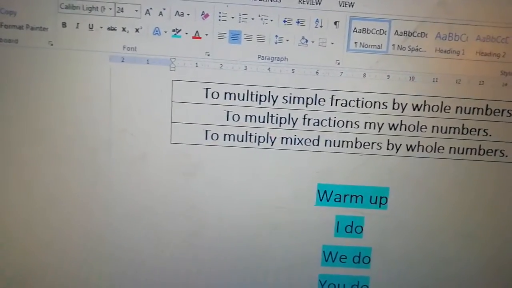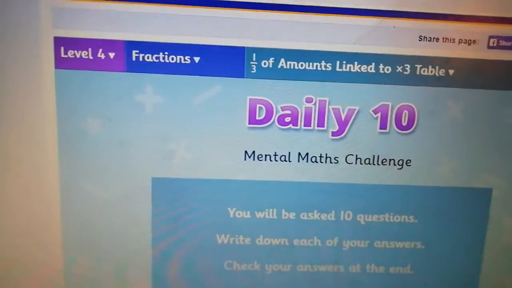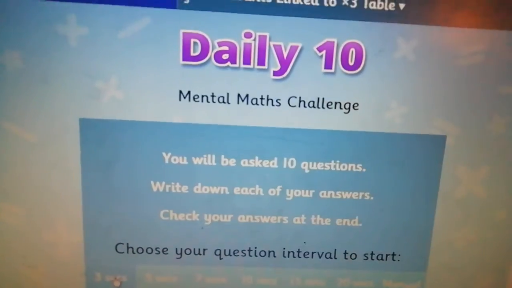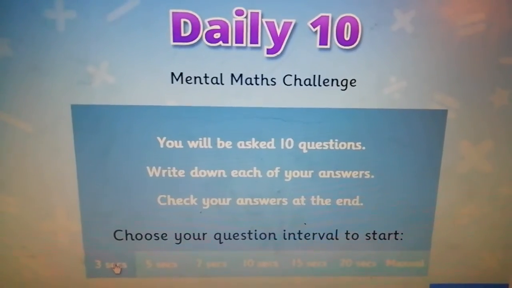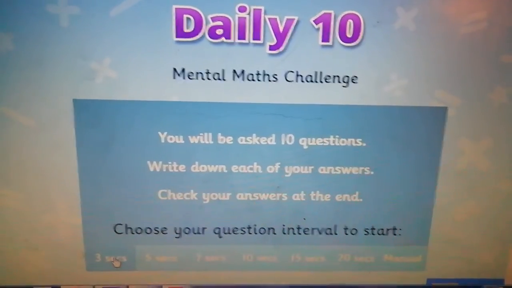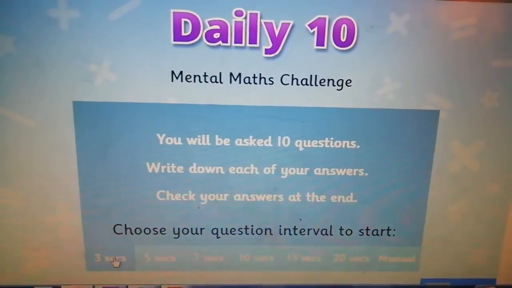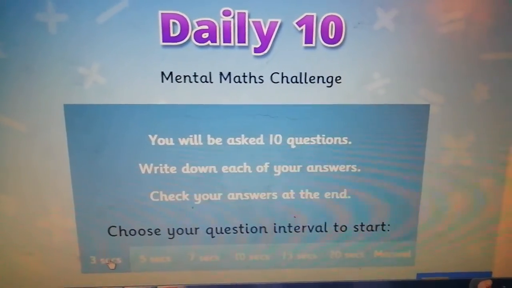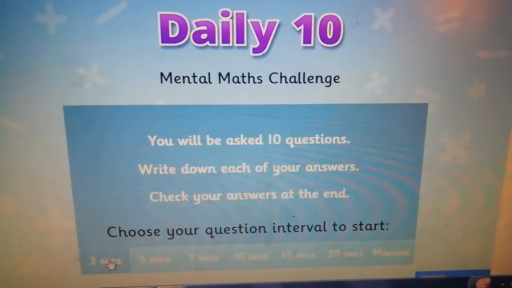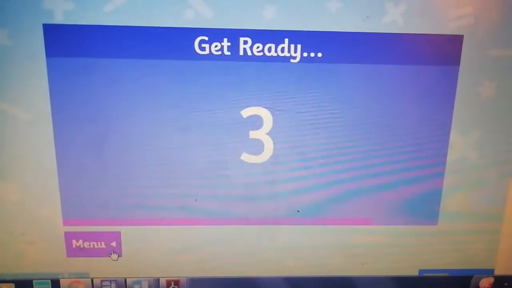I've set the timer to 3 seconds, so pause it as much as you want in between. We're finding thirds of amounts today, so your 3 times table is going to really come in handy. Count up in your threes till you hit the number, and that will give you the unit fraction of that amount. Here we go. Good luck.